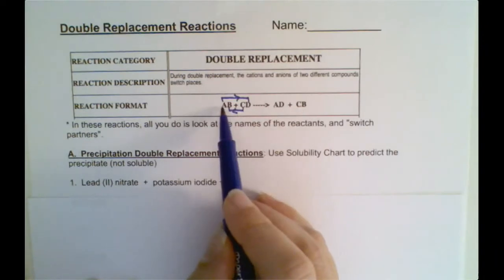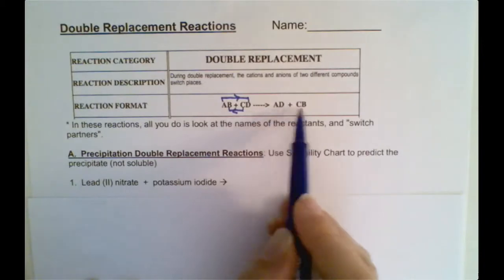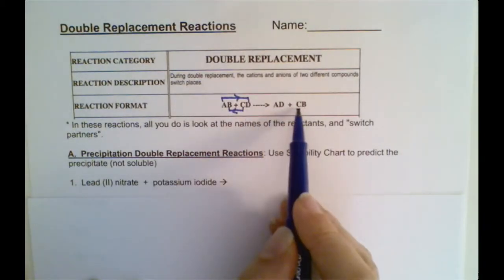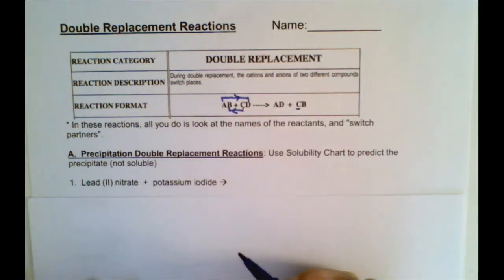You always want the cation of the compounds to be the first part of the new compounds. So that's why it's really important over here that you write C before the B, because this is the cation and it has to be written first.